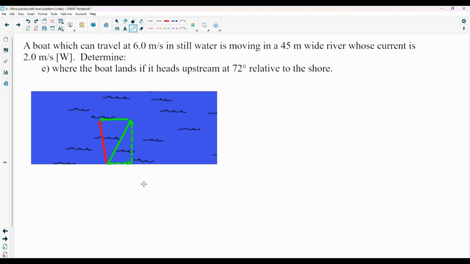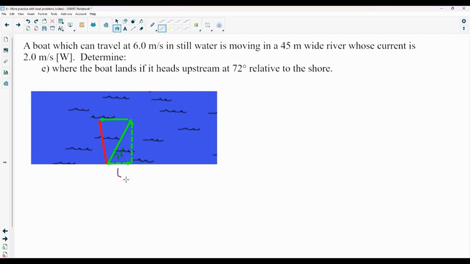Okay. So we've got to dive in on this. Now we can give those some values, right? This one right here, let's put on our angle here. We said that this was 72 degrees relative to the shore.